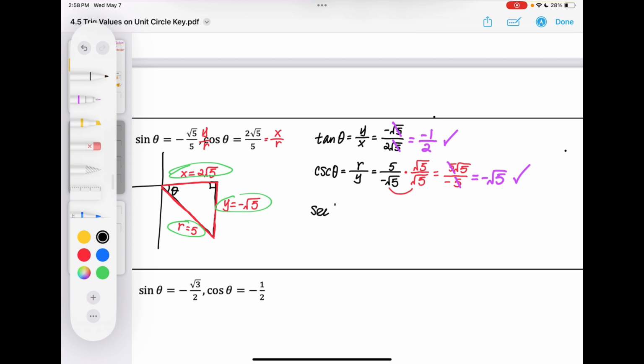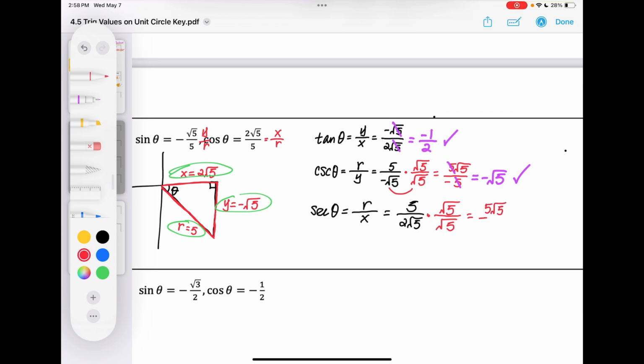Moving on. What do we know about my secant? Now, secant by the formula is equal to R over X. What you see is what you got. R is 5, and my X is 2 square root 5. Again, this is correct, but we need to have a perfect answer. We got to rationalize my denominator. I do not want to see the radical 5, so I need to times square root 5 over square root 5.